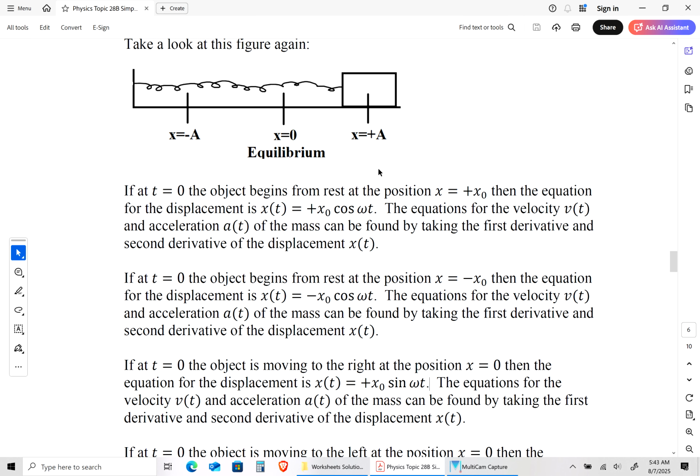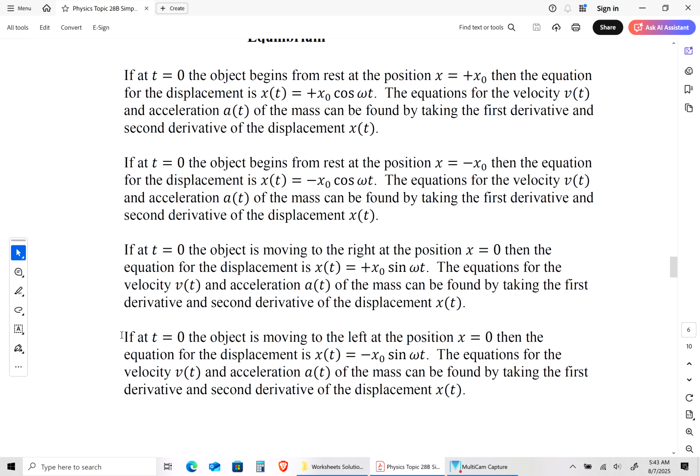Finally, if this object is moving to the left and it's in the middle, at t equals 0, we start our stopwatch. The displacement is minus x sub 0 sine omega t.